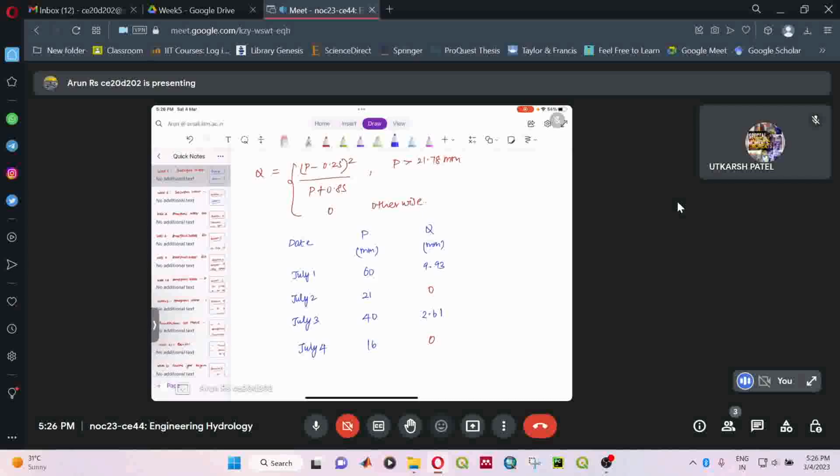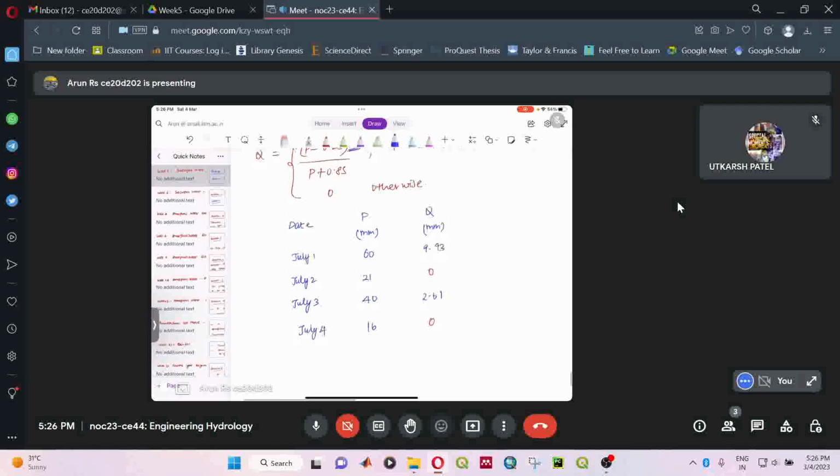See, if you substitute for the second condition, P is equal to 21, you will still get an answer. You will not get a negative answer because you have a whole square here. Since you have a power of 2, although P minus 0.2S is negative, you will get a positive answer for runoff. It doesn't mean that you have runoff there. So you have to be very careful in this particular question.